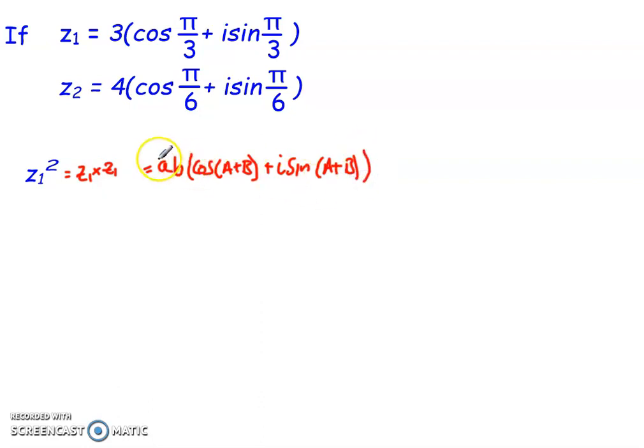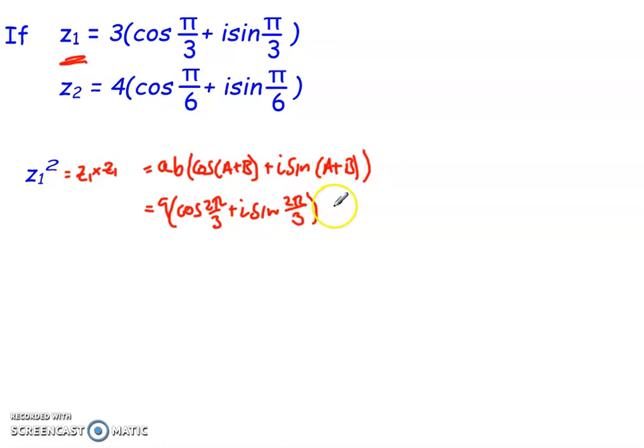All I know now is that my little a and my little b and my big A and my big B are the same because they're all related to the Z1. So little a, little b are both equal to 3. So on the outside that's going to give me 9. It's then going to be times cos big A plus big B, pi over 3 plus pi over 3, cos of 2 pi by 3, plus I times sine of 2 pi by 3.